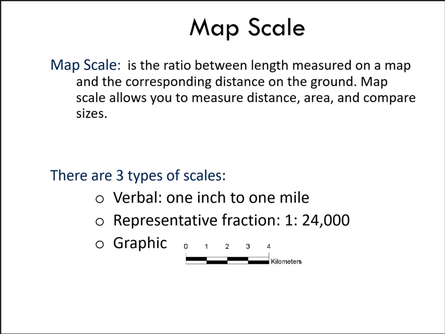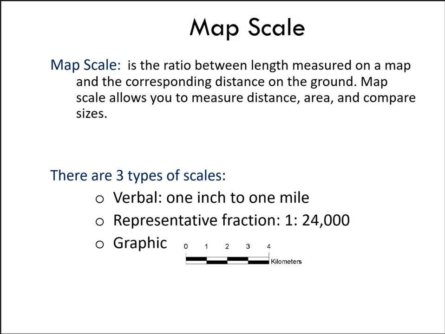The first is a verbal scale, and this states in words the ratio of the map length to the distance on the Earth's surface. So for example, 1 inch to 1 mile, which means that 1 inch on the map is equal to 1 mile on the ground. I'm sure you've seen this, and this is relatively common.